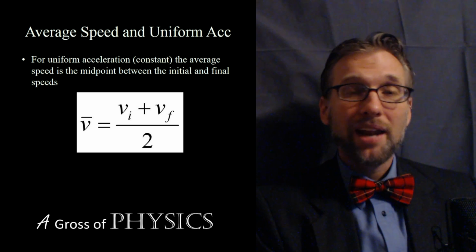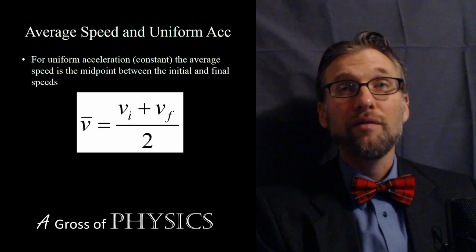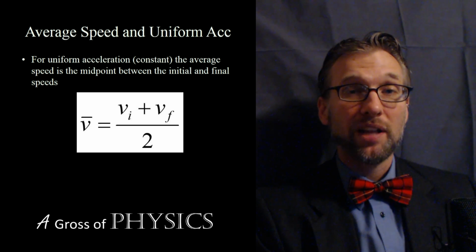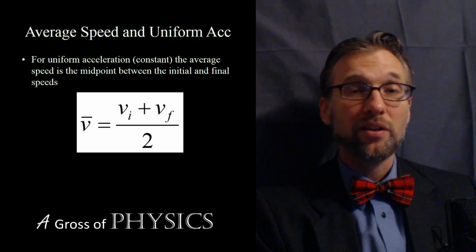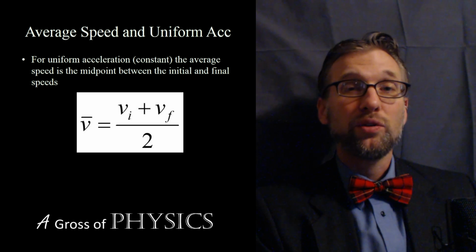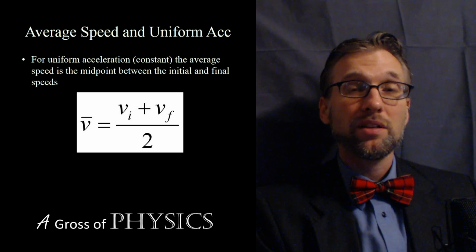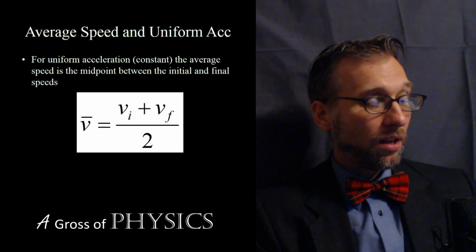So mathematically, all we have to know is that the average of the initial and final velocities will get us the average velocity. It's nothing fancier than taking two numbers, adding them together, and dividing by 2. If you want to look at it as an equation, though, you'll do V bar equals (VI plus VF) over 2, which is just your equation for average.